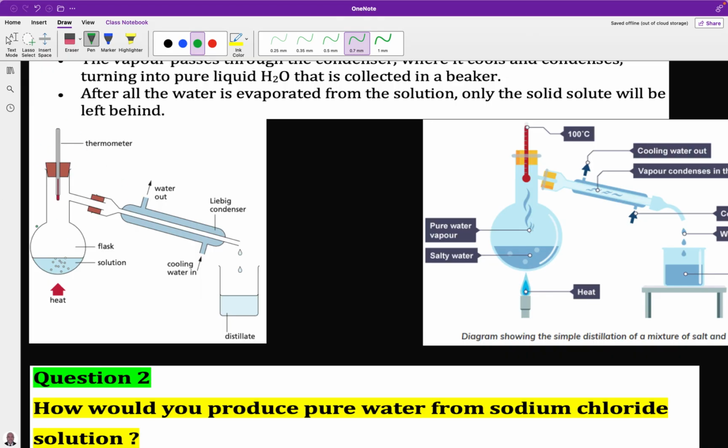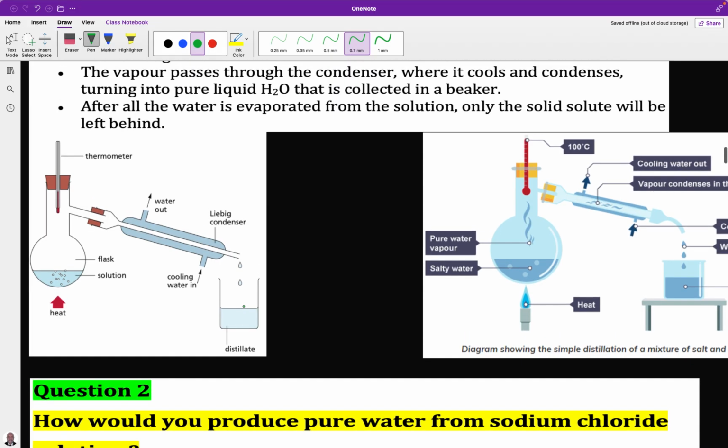This is the apparatus used for simple distillation, where we have the round bottom flask with a thermometer, and we have the condenser, with two arrows, one pointing the cooling water in that will help to cool down the steam, and the other one that will, after cooling, cause the steam to condense. What happened? The water that was used for cooling goes out. Then the condensed steam now comes out as distillate collected in a beaker.